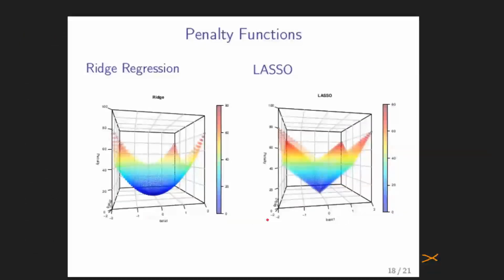Well, we can also look at these penalty functions in a three-dimensional way. So we have here beta 1 in one dimension and beta 2 in the other dimension, and here we have the penalty in the vertical dimension. And again, we have this sort of smooth shape for the ridge regression, and we have the point at the corner, the one with edges here, for the lasso.